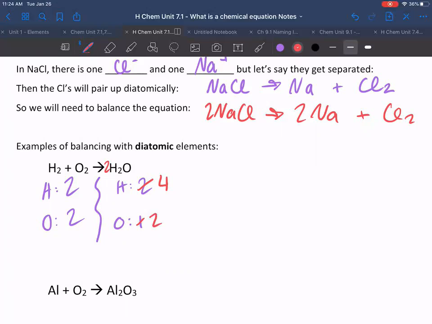So now on the left side, we have to adjust our hydrogens. Those aren't equal anymore. So all you have to do is throw a 2 in front of H2. Now we have 4 hydrogens and 2 oxygens on both sides.